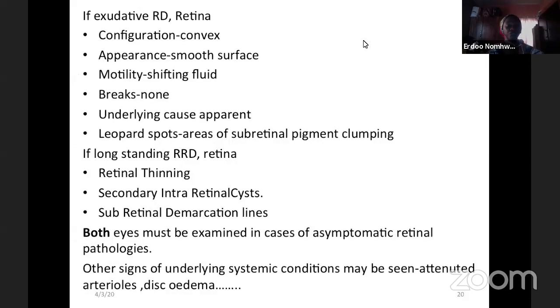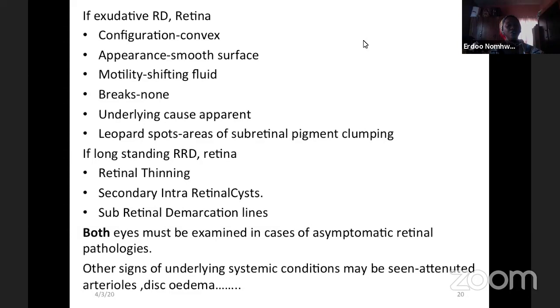For the exudative, the configuration is convex, the surface is smooth. The mobility, it has a shifting fluid, so it tends to move as the patient changes position. There are usually no breaks, and you would see an underlying cause when you do a proper examination. There may be a tumor in the choroid. Or you may also see some other tell-tale signs, like if there's hypertensive retinopathy, you could pick up attenuated vessels or edema of the disc.